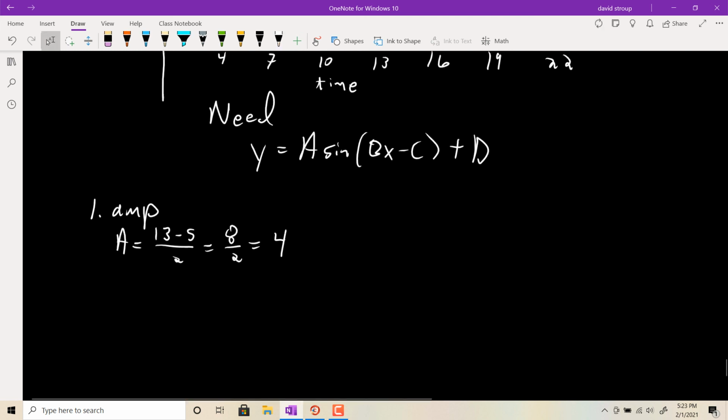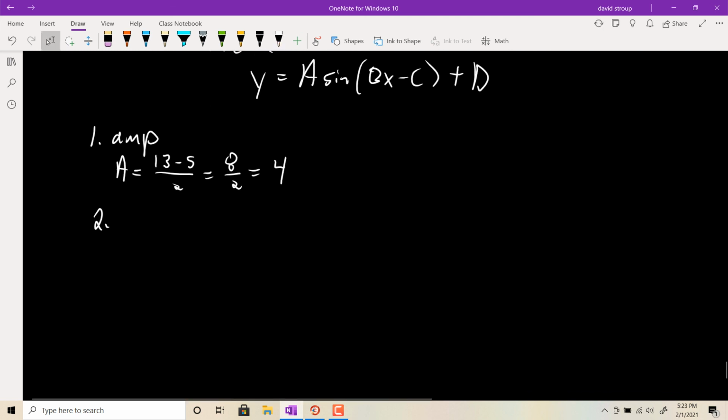Then we need to get our period and phase shift.